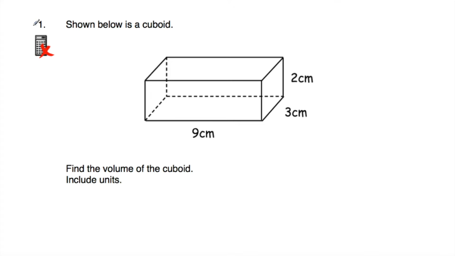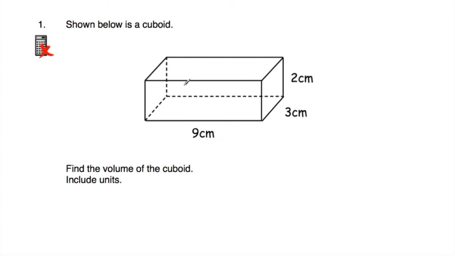Okay, so let's have a look at our first question, question number 1. It says, shown below is a cuboid. We've been asked to find the volume of the cuboid and to include units. In this worksheet, we're going to be looking at how to find the volume of prisms, such as triangular prisms, where we find the area of the cross-section and then multiply by the length. But also remember that a cuboid is a prism as well.